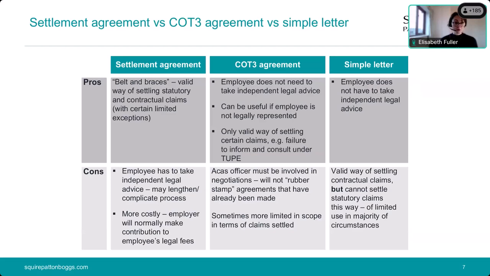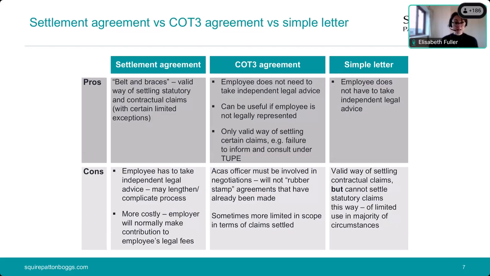If we look then at COT3 agreements, these can be used to settle claims in more limited circumstances, namely to record the terms of a settlement that's been reached between the parties following conciliation with an ACAS conciliation officer. Now, one of the advantages of using a COT3 agreement is that the employee does not need to take independent legal advice on the COT3 agreement before signing it, which means that a COT3 agreement can be useful to use where you're dealing with an employee who isn't legally represented.